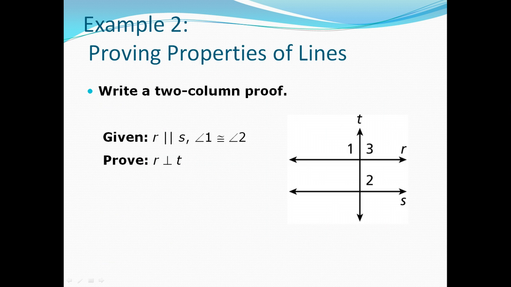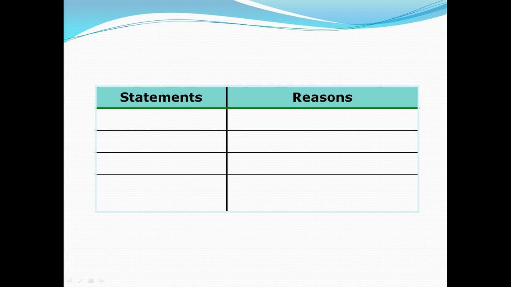Let's prove properties of lines with a two-column proof. We're given that R is parallel to S and that angle 1 is congruent to angle 2. Let's prove that R is perpendicular to T. So, first of all, we state the given. R is parallel to S, and angle 1 is congruent to angle 2. This is given to us.